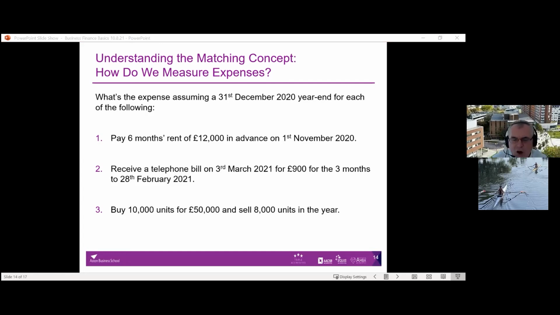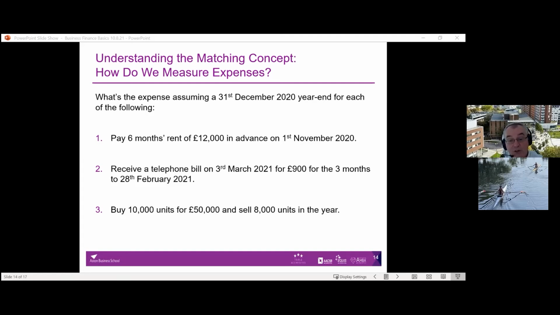So I'm getting you to work quite hard here, but in the interest of strengthening your understanding of balance sheets and now the P&L, I need you to do some of the work, because accountancy requires practice. It requires you to engage with the ideas and try to do it for yourself. So what do you think? How much of that £12,000 has been consumed by the end of December? That's another way of asking the question.